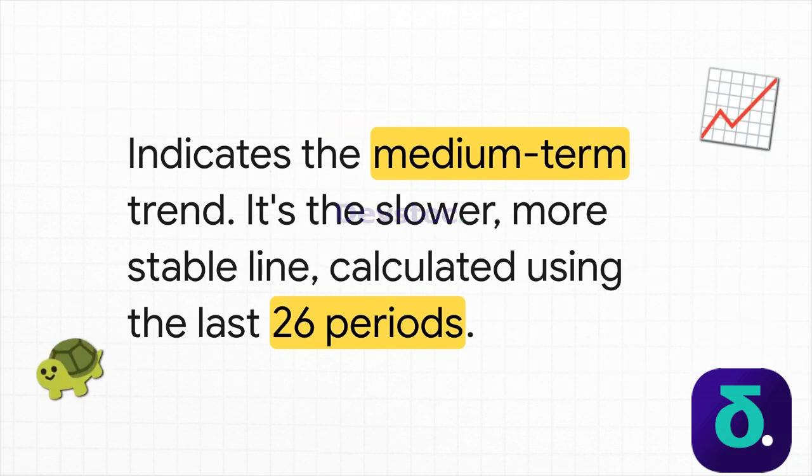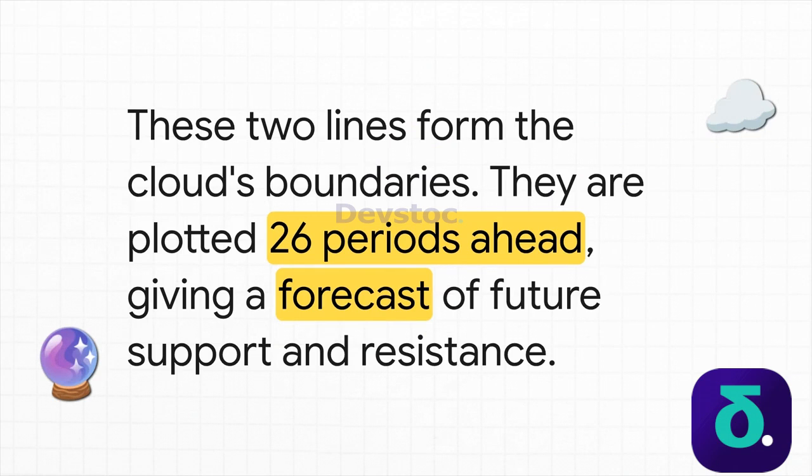Next is the baseline, or Kijun-sen. Think of this as the slower, more stable cousin. It looks at the last 26 periods, so it gives you a much smoother, more reliable view of the medium-term trend. And here's the key. The relationship between this slow line and the fast conversion line, that's what's going to give us our main trading signals.